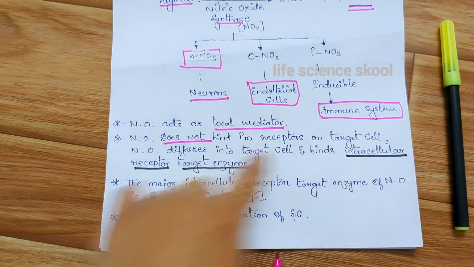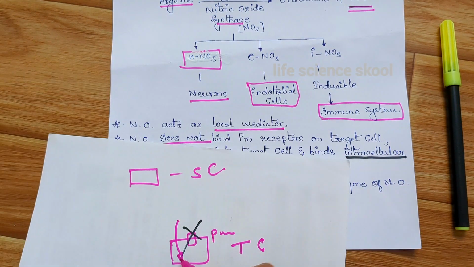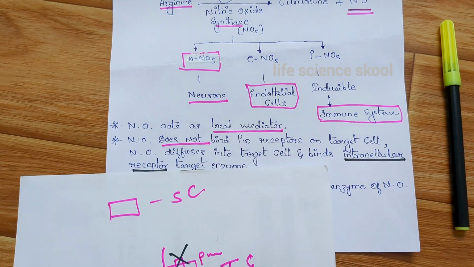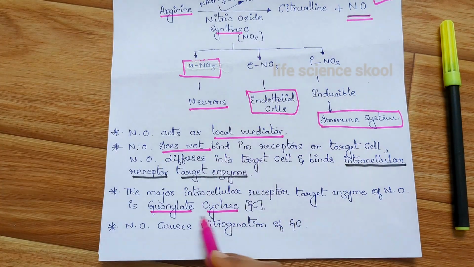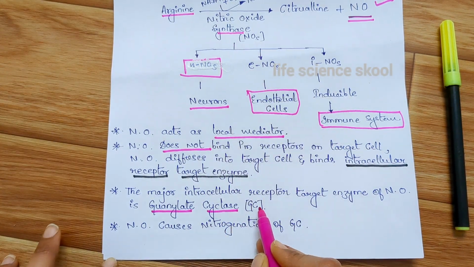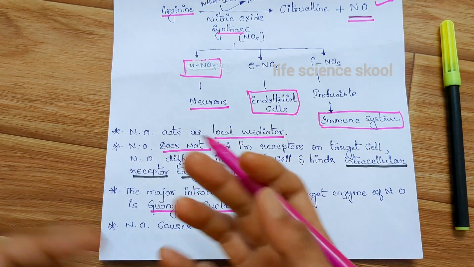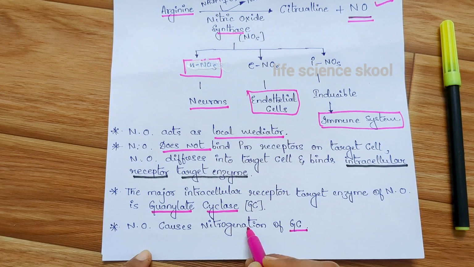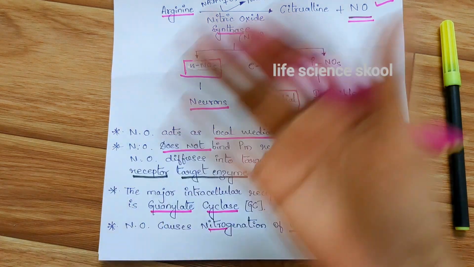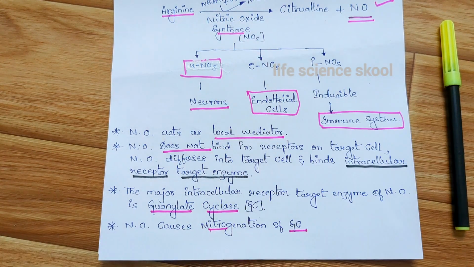So I said it diffuses into the target cell and binds to the intracellular receptor target enzyme. Which is that enzyme? That enzyme is guanylate cyclase, GC, and nitric oxide causes the nitrosylation of GC. What is nitrosylation? It is nothing but the transfer of a nitro group, what we can say.